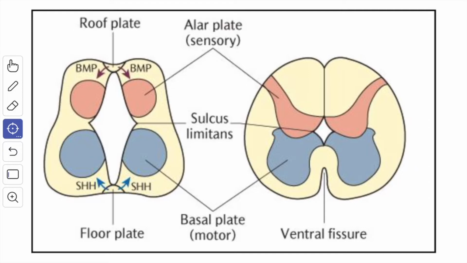Now let us see the development of the functional columns and the nuclei of the cranial nerves. During the development of the spinal cord, due to the appearance of the longitudinal groove, that is the sulcus limitans, the lateral wall of the neural tube is divided into 2 parts or laminae: a dorsal alar lamina and a ventral basal lamina. The cells of the basal lamina are motor while those of the alar lamina are sensory in function.